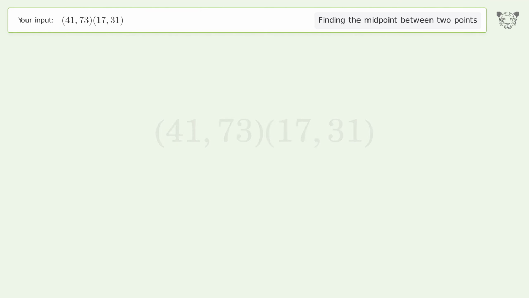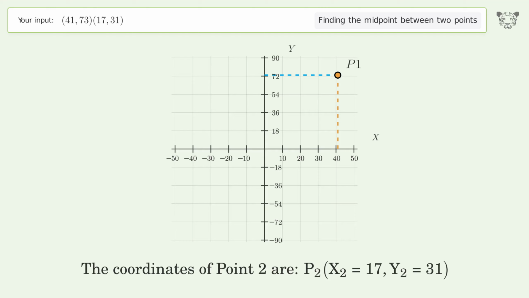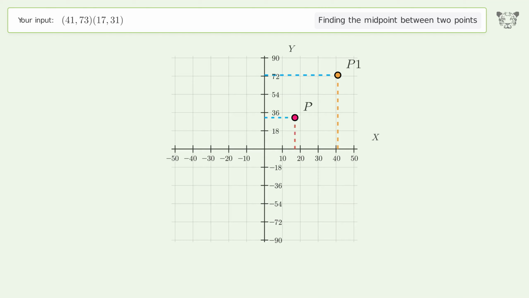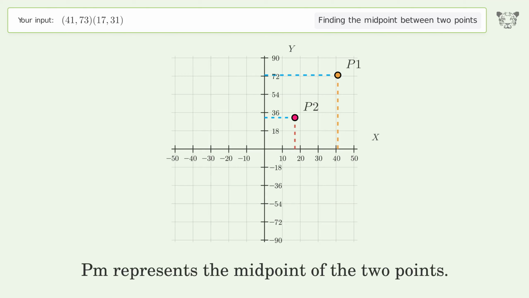The coordinates of point 1 are x1 equals 41, y1 equals 73. The coordinates of point 2 are x2 equals 17, y2 equals 31. PM represents the midpoint of the 2 points.